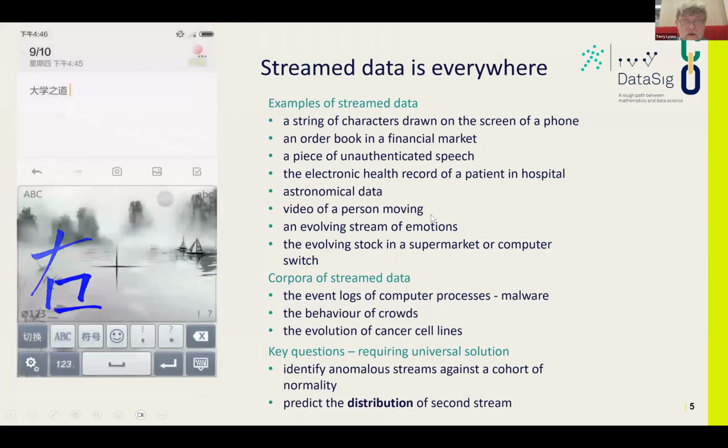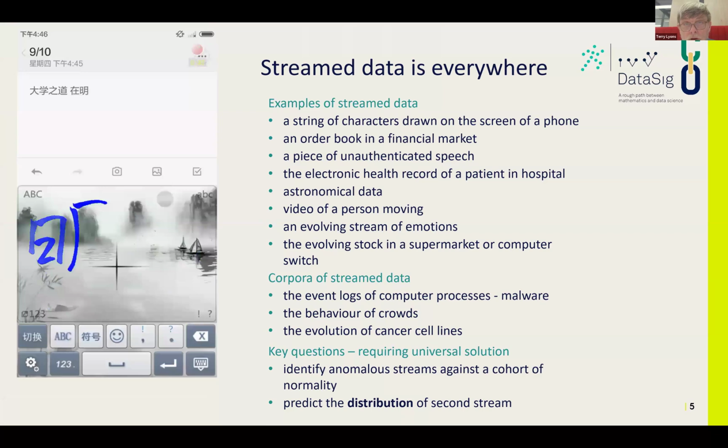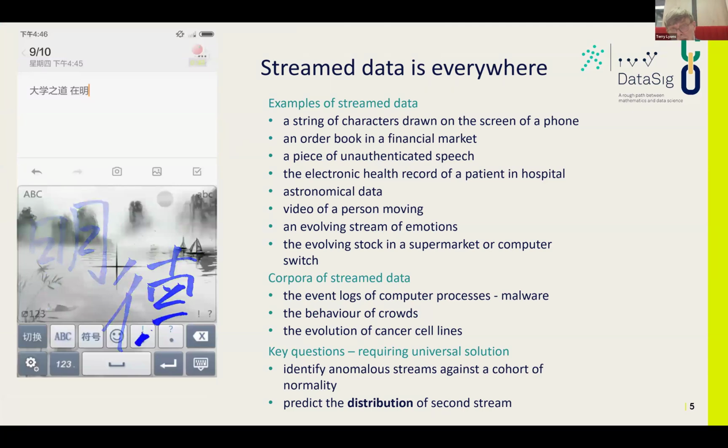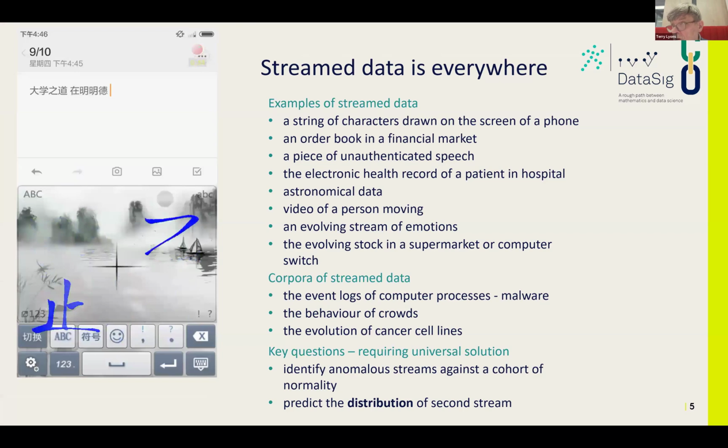Stream data is absolutely everywhere. It could be a string of characters drawn on the screen, like here, where you're translating them into Chinese writing at the top. It could be an order book in the financial market, or a piece of speech. It could be a great many things, but it can also happen that you have not one, but collections of streams of data. For example, the lives of 500,000 people in Biobank.